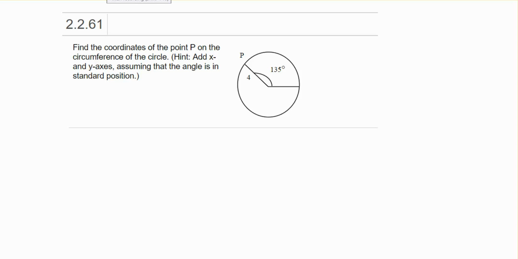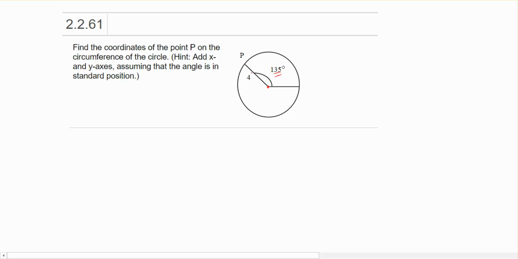So this problem right here is asking us to find the coordinates of point P on the circumference of our circle. We're given that my point P has rotated a value of 135 degrees. So I know in this case that theta is 135, and I also know that the radius of my circle from the center of the circle out to the edge is 4 units.